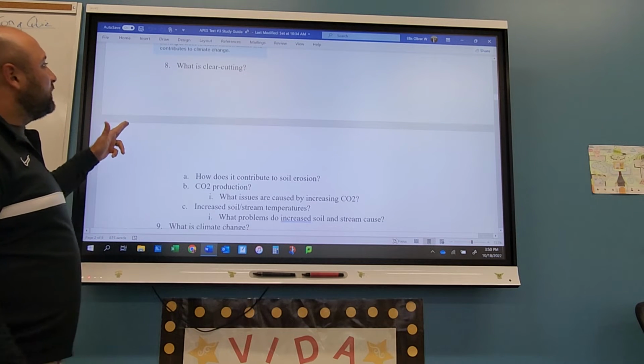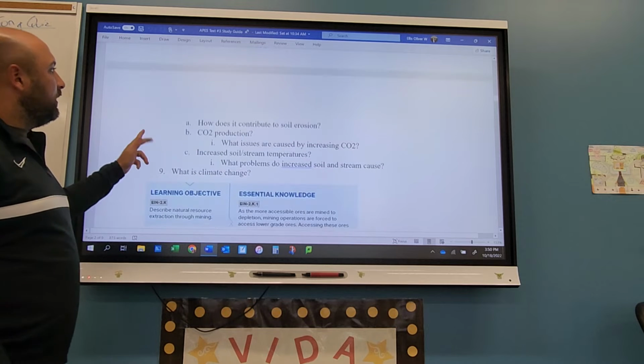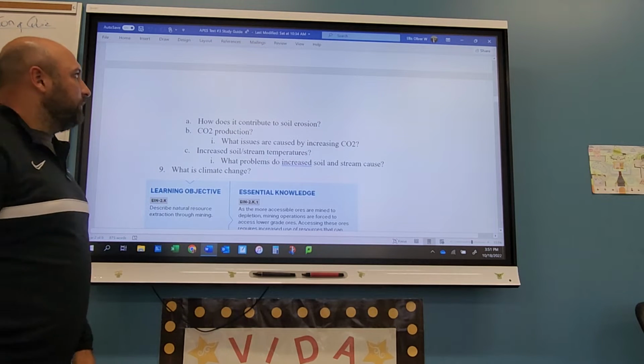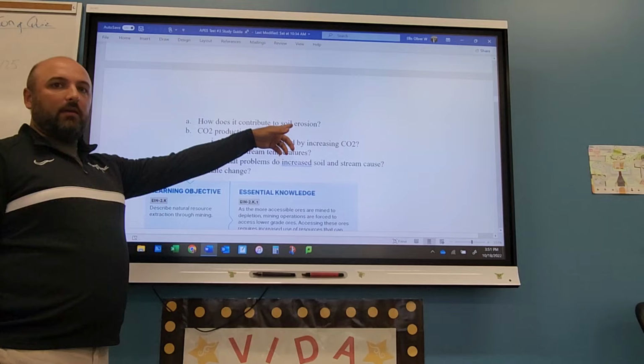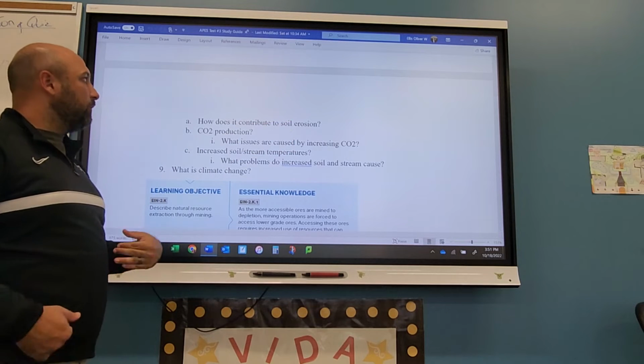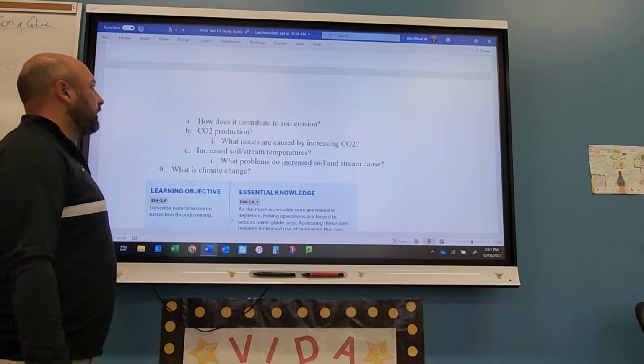Okay, what is clear cutting? Literally cutting all the trees down. How does it contribute to soil erosion? Well, if you cut all the trees down, then you have no roots to hold the soil in, so the soil will erode away, and that's bad for your farming.